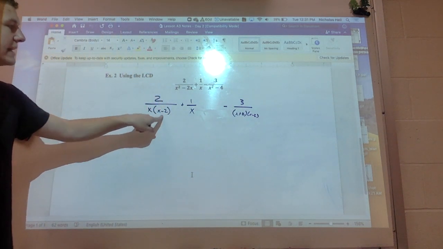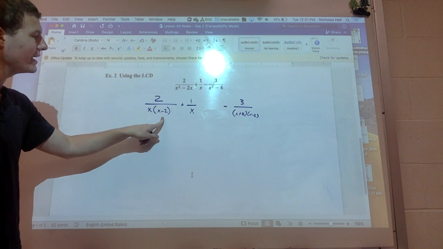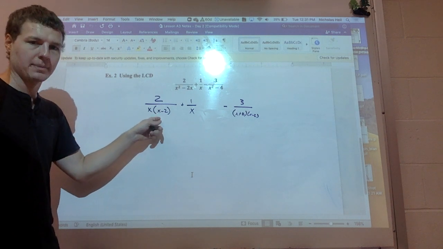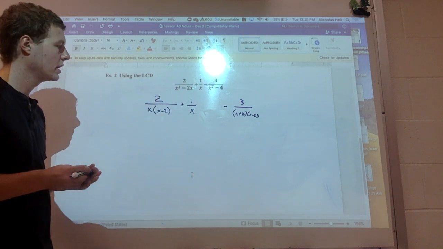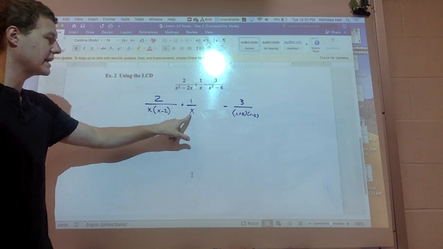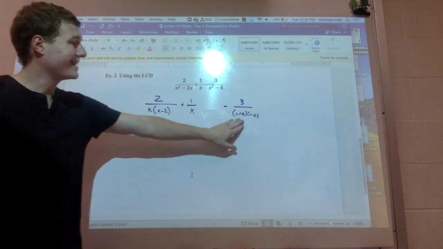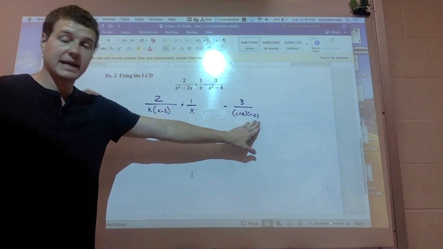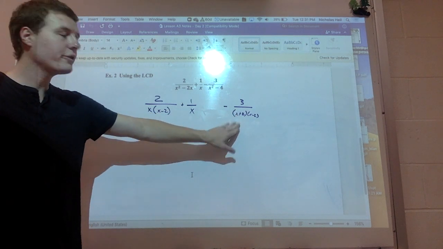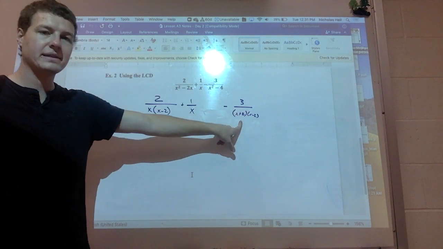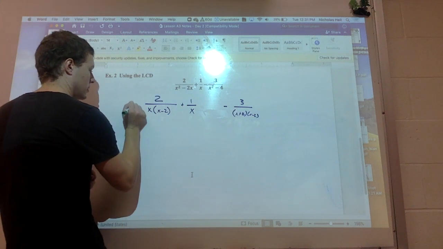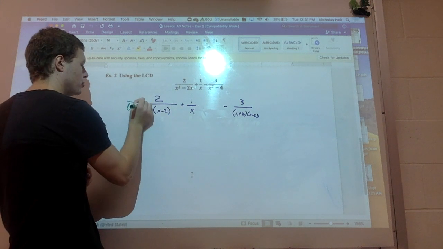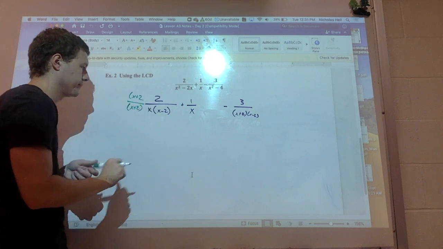This has an x, this has an x minus 2. What doesn't this denominator have that other ones might? Well, it already has just the x, so we're good there. It doesn't have an x plus 2 from this one. It already has this x minus 2. So all this denominator needs is an extra x plus 2.